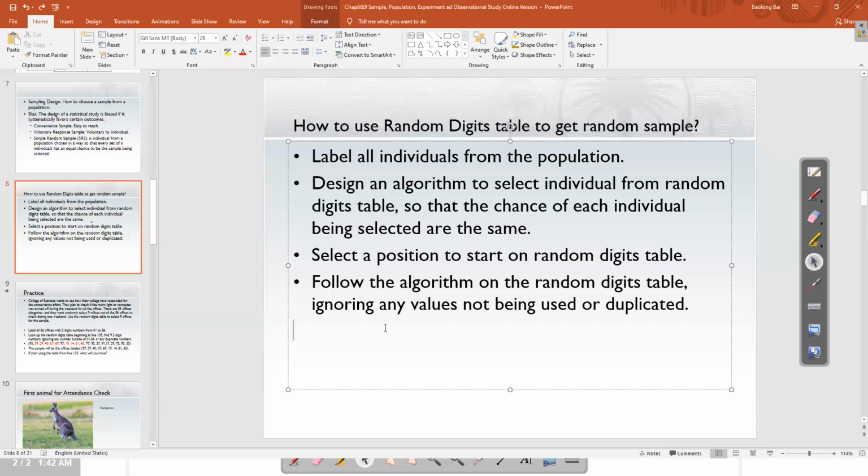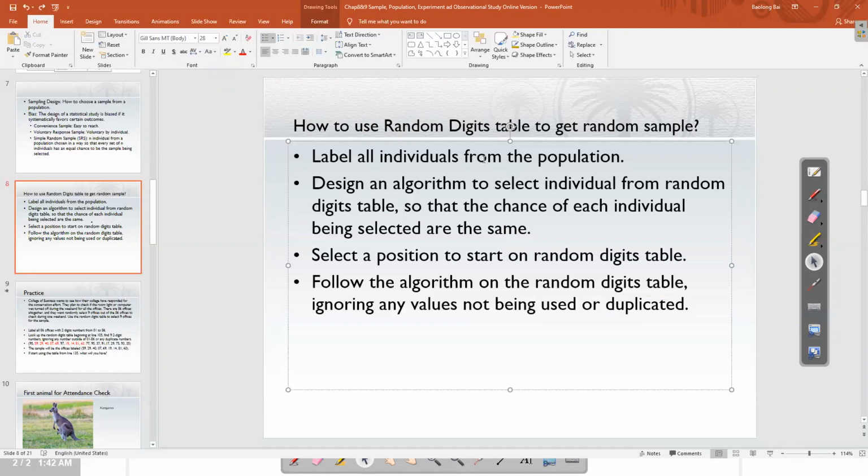And then lastly, follow the algorithm design. That's pretty simple. If you have 2 digits in the labeling, when you read from the table, read 2 digits at a time. If you have 3 digits in the labeling, you need to read 3 digits at a time. It's pretty straightforward. So we follow the algorithm on the random digit table and ignore any values that are not being used.